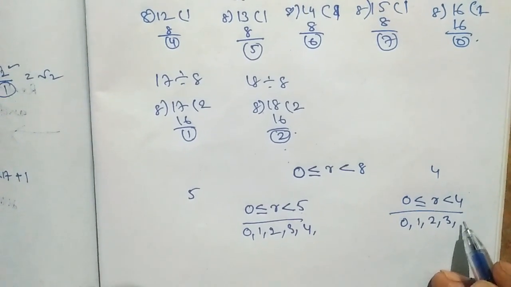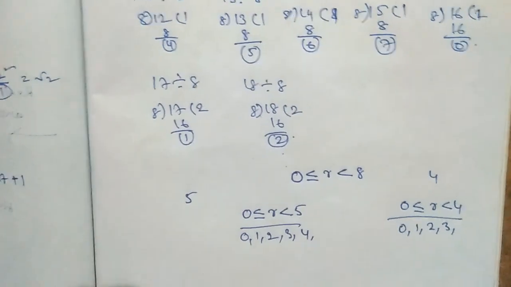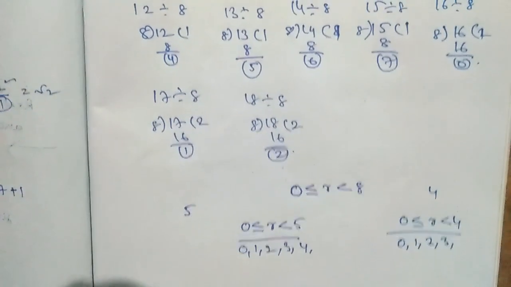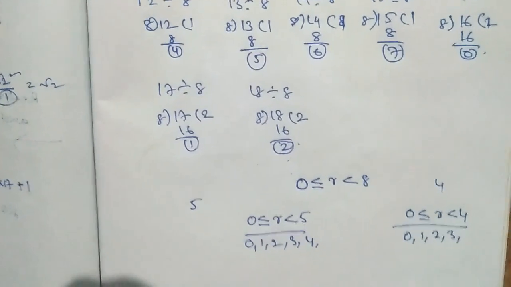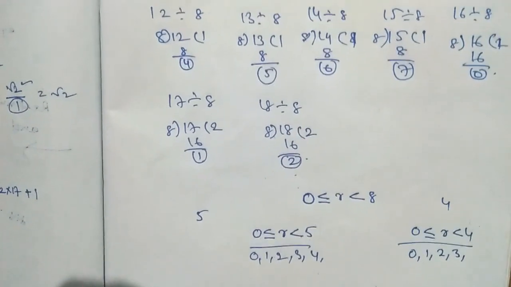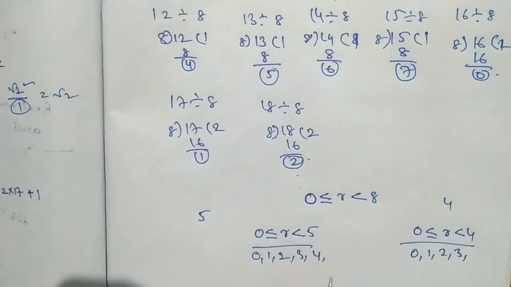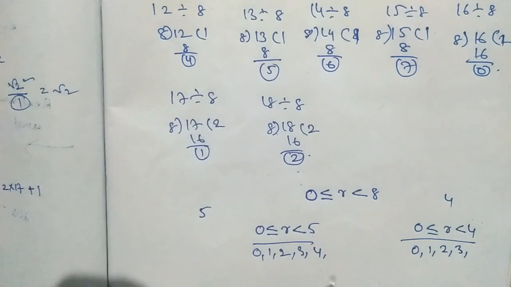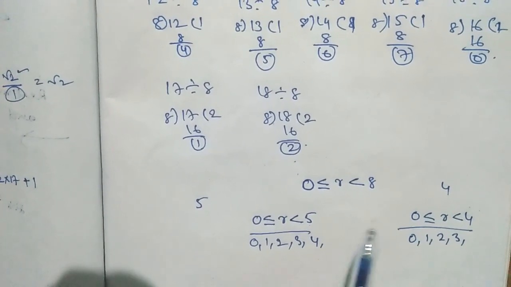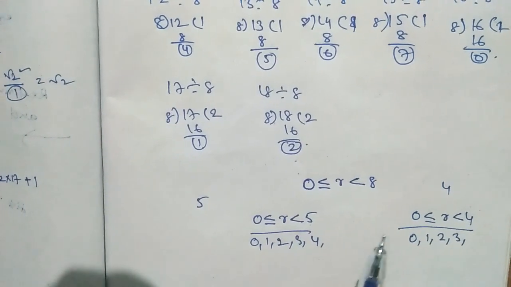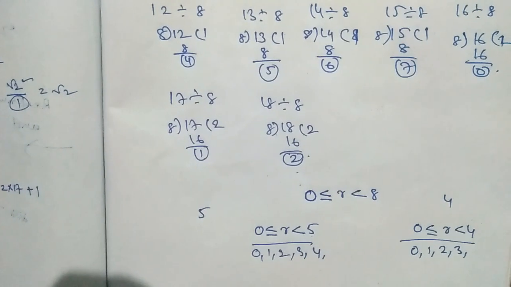8 means 0 again. 9 means 1. So whenever you take the remainder, it is greater than or equal to 0 and less than what? What is the divisor?